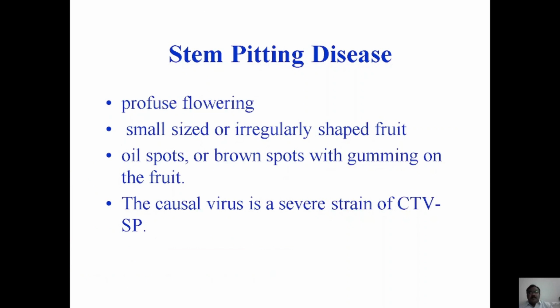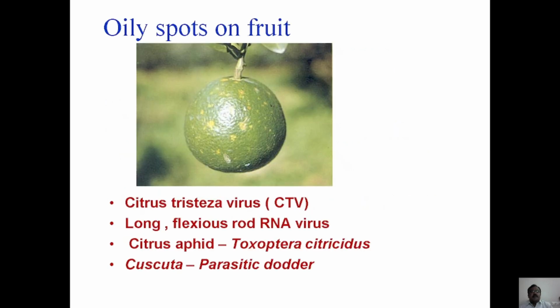In the tree showing stem pitting symptom, you could see profuse flowering, but the fruits formed will be very small in size and irregularly shaped. There may be development of oily spots or brown spots with gumming on the fruits that are formed in the severely affected trees. The causal organism is the severe strain of Citrus tristeza virus, and this is the oily spot that developed on the affected fruits.